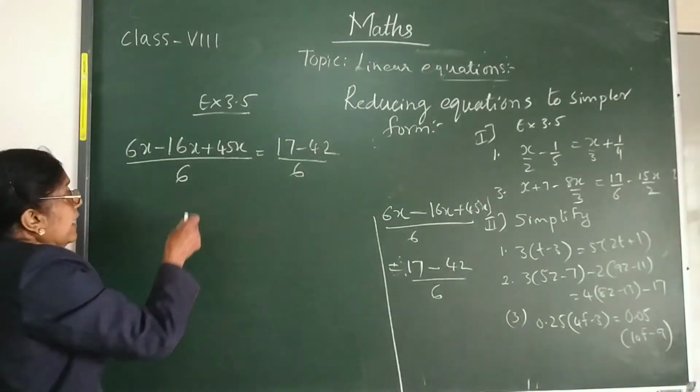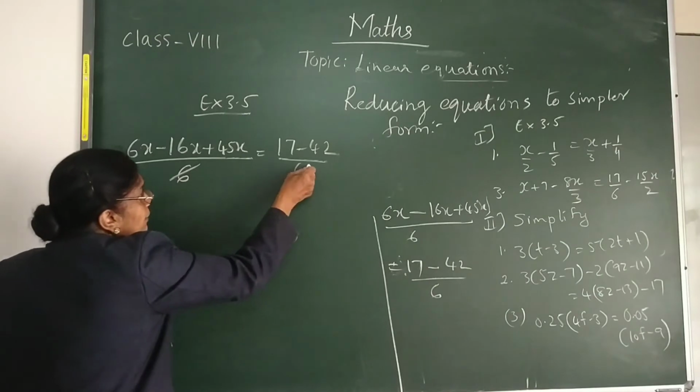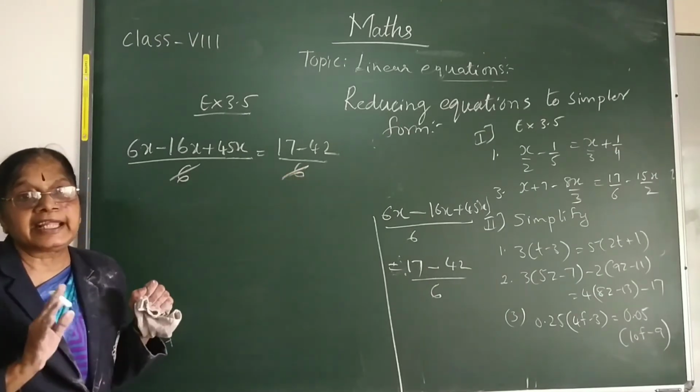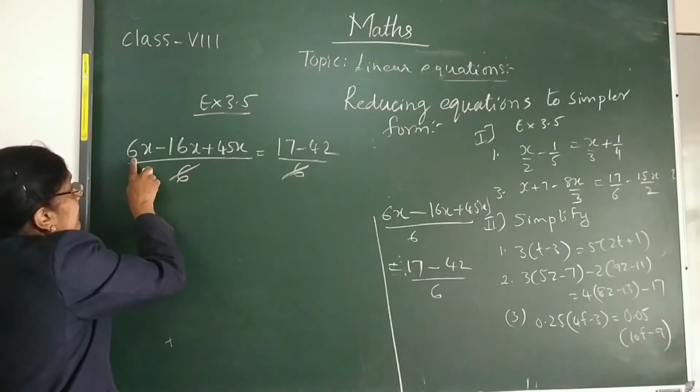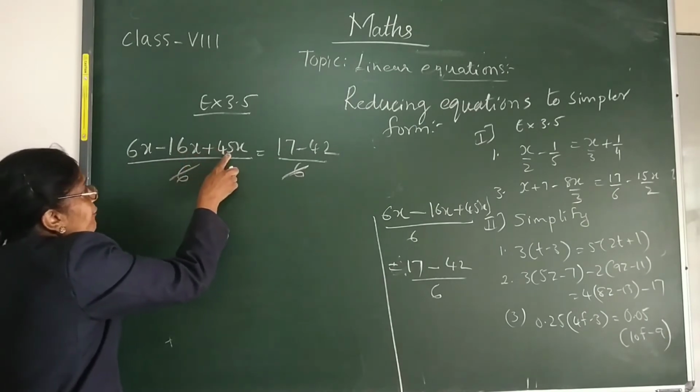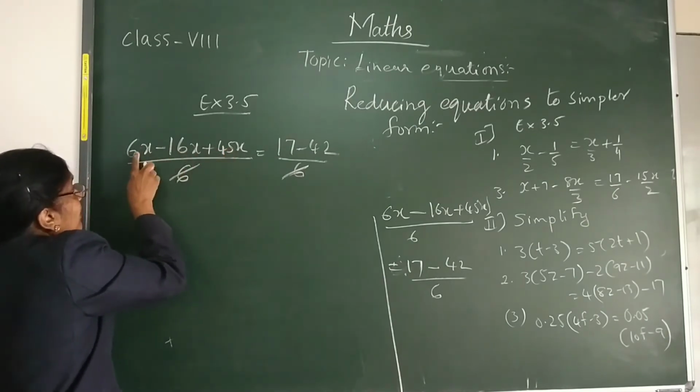I told you, if the denominators are the same and the equal sign is there, the denominators get cancelled. Now what we have to do: 6x minus 16x plus 45x. 45x plus 6x is how much?